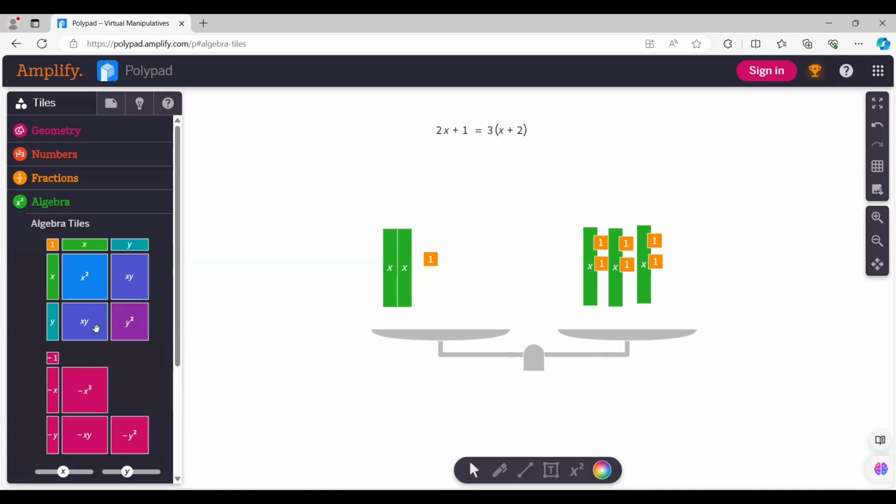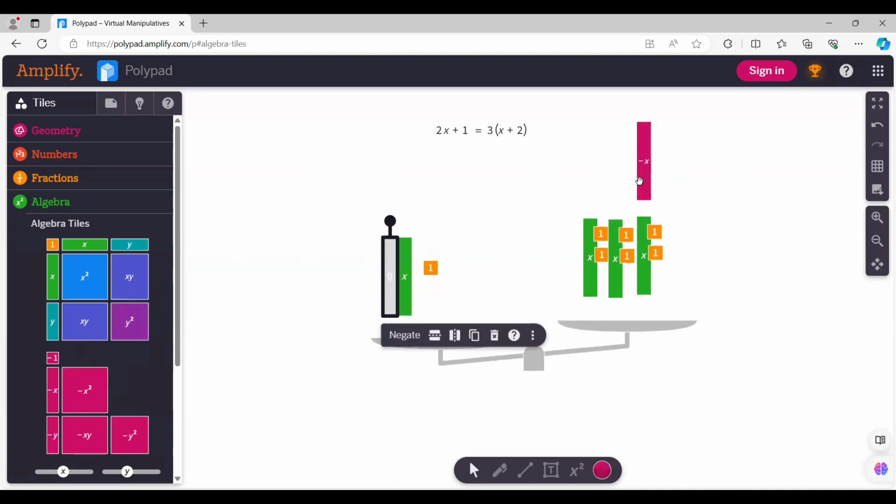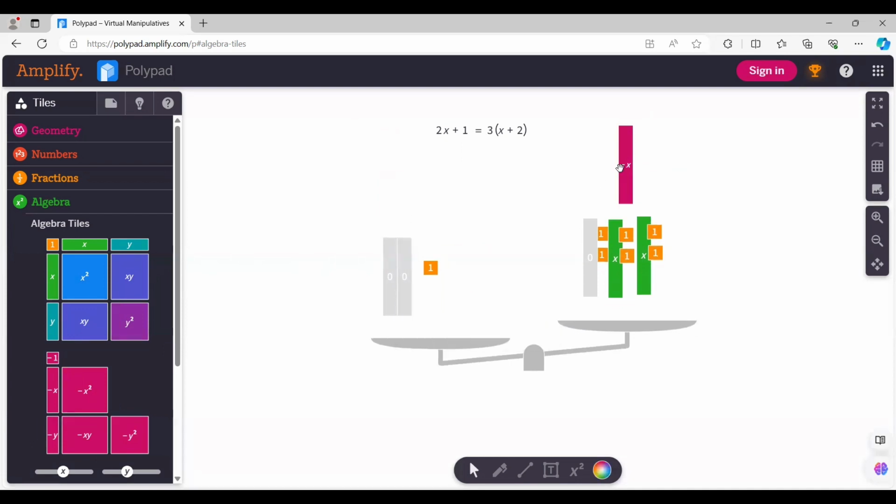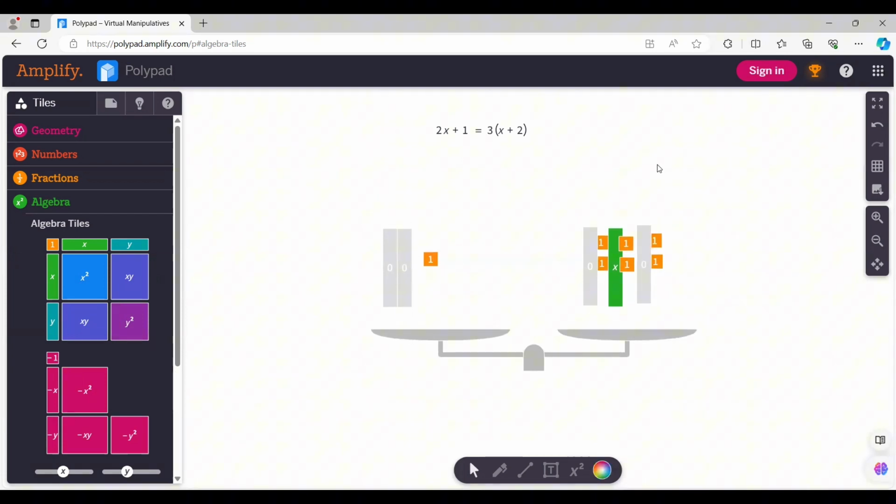Now we need to cancel the x first on both sides. So one by one, we do like this. Okay, again. Okay, so now we already cancel the x on one side. We need to cancel the number on the other side. So on our right hand side, we have 6 positive 1. So we are going to put 6 positive 1 together here.